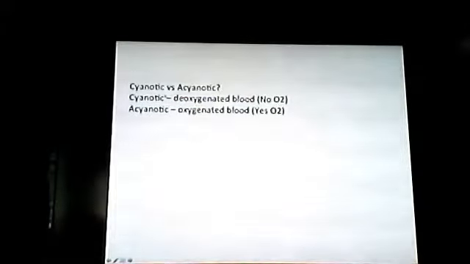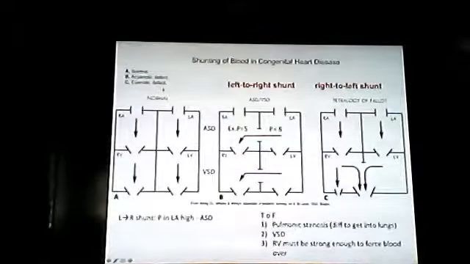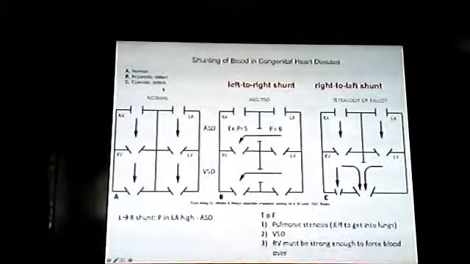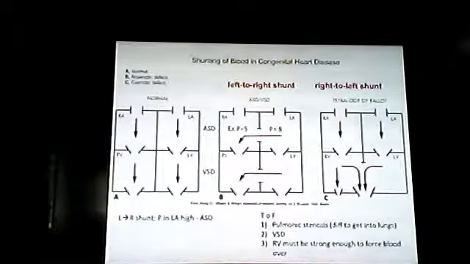And so the big theme is categorizing cyanotic versus acyanotic blood flow. Cyanotic does not have the oxygen. Acyanotic is correctly oxygenated. So again, we've got the shunting of the blood, left to right, right to left. And then tetralogy of Fallot is what I have written down here.